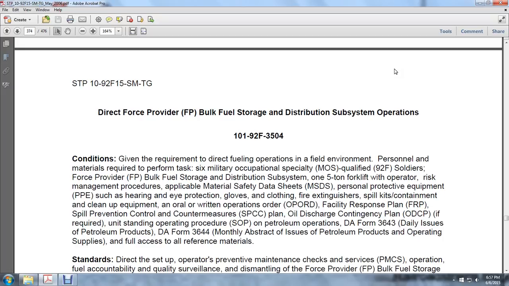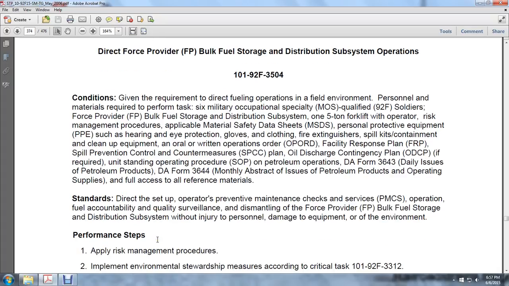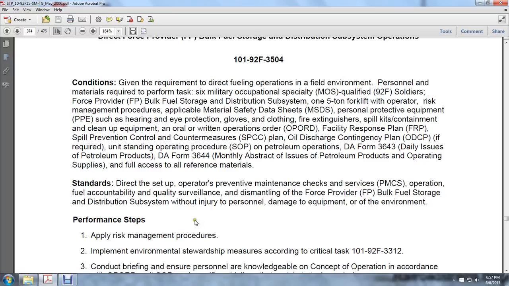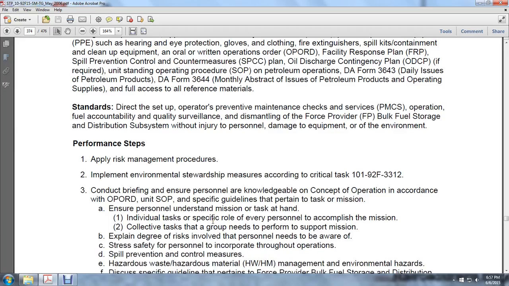DA Form 3643 daily issues of petroleum products, DA Form 3644 monthly abstract of issues of petroleum products and operating supplies, full access to all reference materials. Direct setup of the operation, preventive maintenance checks and services, operations of fuel, accountability, quality surveillance, and dismantling the force provider bulk fuel storage distribution subsystem without injury or damage to the equipment or the environment. Apply the risk management procedure and implement environmental stewardship measures according to critical task 101-92F-3312.